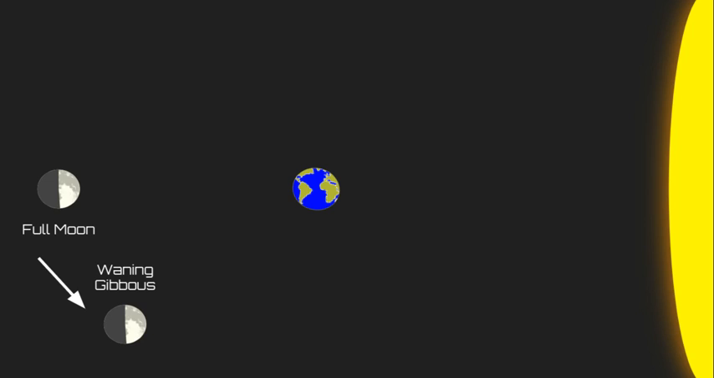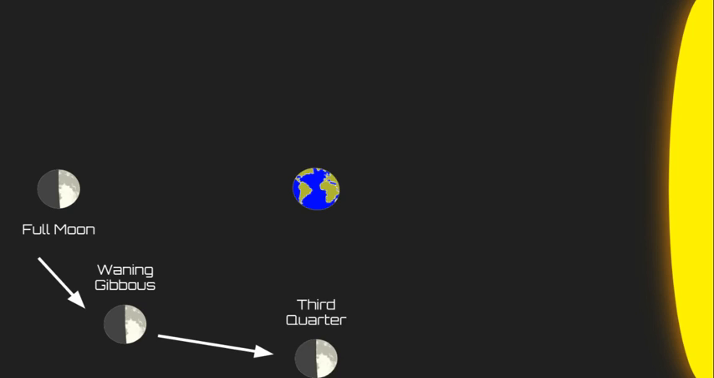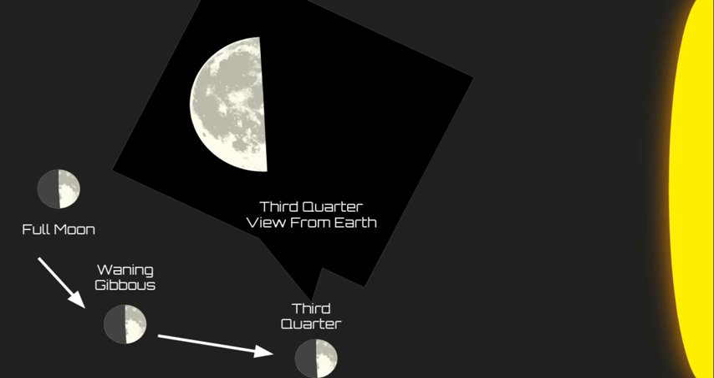A waning gibbous moon is a moon slightly after the full moon. So it's waning. That means the light is decreasing. And what we see is slightly less of a full moon. After that, we get to the third quarter moon, which for us on Earth looks more like a half moon. So we see half of the moon. We see the left half of the moon, which is important because basically everything after the full moon, everything that is waning, you generally see the left half of the light.